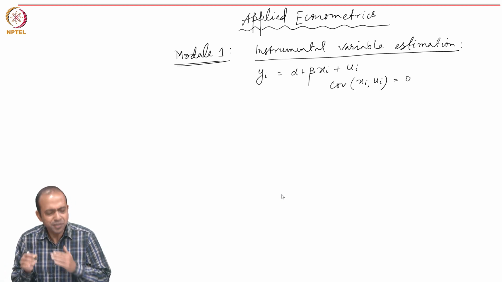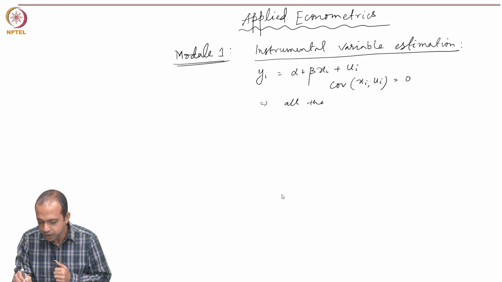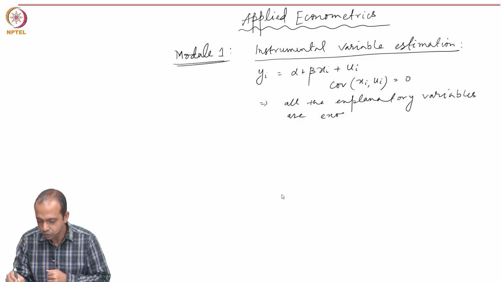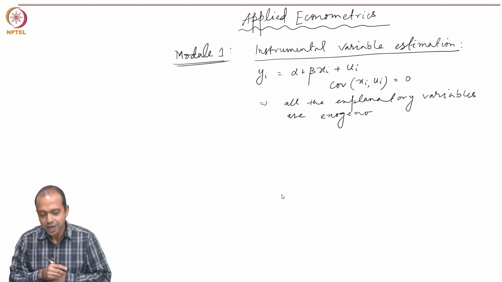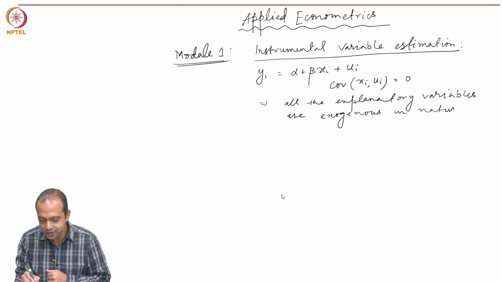But in reality, many a time we get situations wherein the covariance between xi and ui is not equal to 0. If that is the case, then xi becomes endogenous. This situation is called endogeneity in the literature. And in the presence of endogeneity, OLS as an estimation technique is no longer valid.